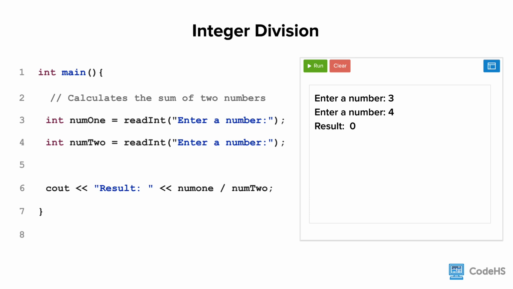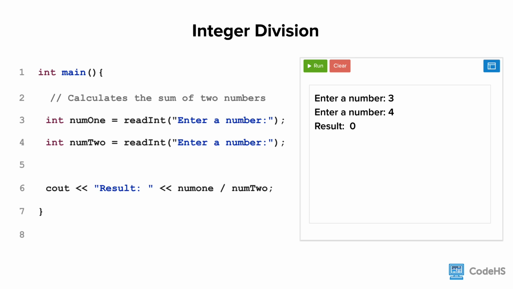When doing calculations with two integers, the result is always an integer, whether it's adding two integers, subtracting, or multiplying. Most of the time it's not a problem, but for division, this can cause an issue. 3 divided by 4 is 0.75. However, when we divide two integers, we get an integer as a result.